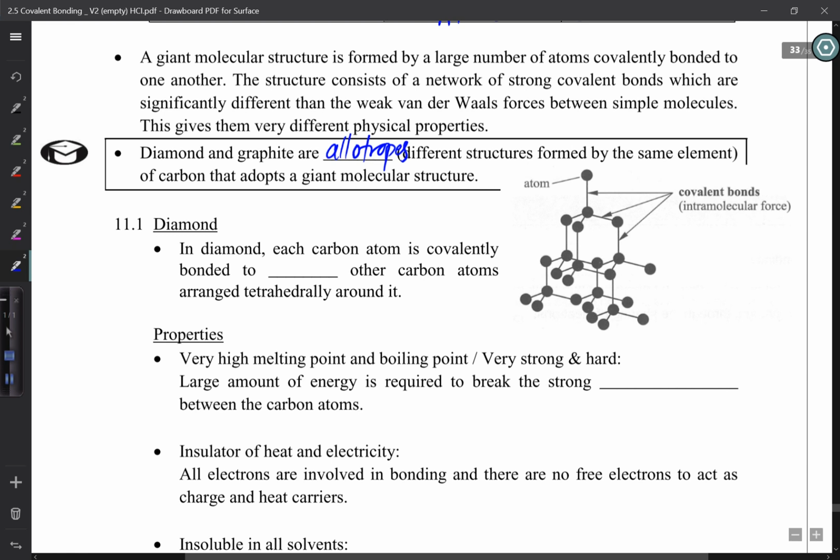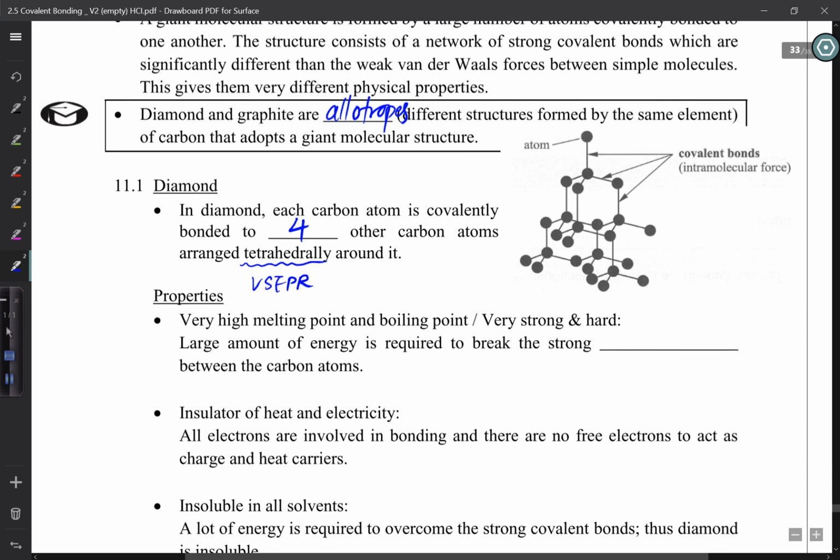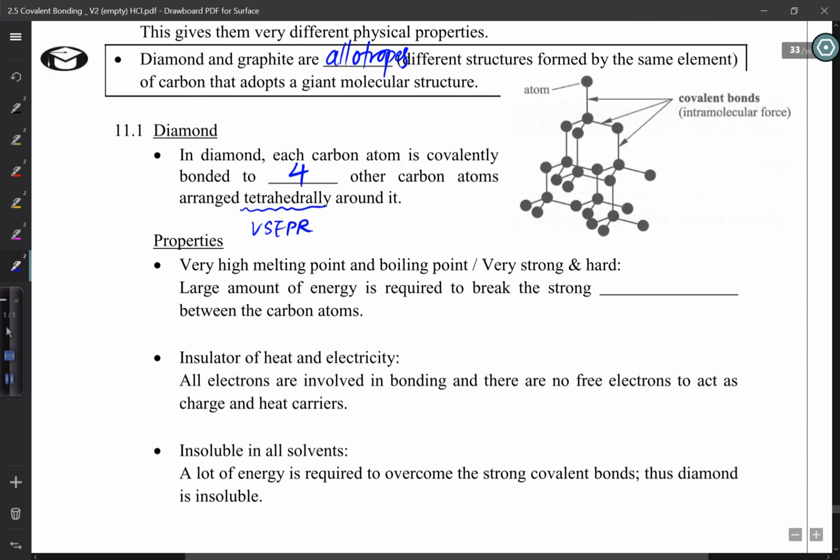Next, in diamond, each carbon atom is covalently bonded to 4 other atoms, tetrahedrally around it. Why is it tetrahedral? We have seen this in VSEPR theory. If you have forgotten, you can always go back and take a look. So what properties does it have? It has very high melting and boiling point, and is very strong and hard, because all these strong covalent bonds require a lot of energy to break. Take note, it's not van der Waals, it's covalent bonds.